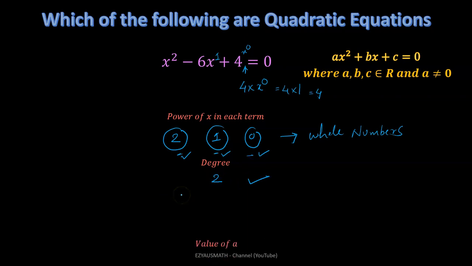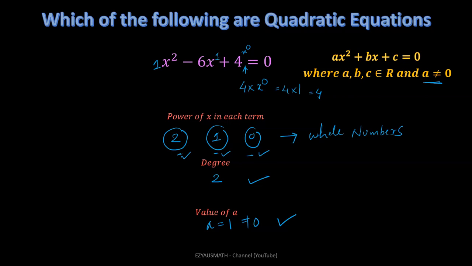The third condition or the third check is the value of a, because we have to see that a should never be equal to 0. So what is the value of a here? How to find the value of a? A is nothing but the coefficient of x squared. So coefficient of x squared is 1. So a is equal to 1, which is not equal to 0. So these 3 conditions are good and they satisfy the rule. Therefore the given equation is a quadratic equation.